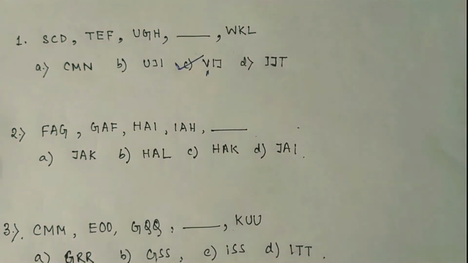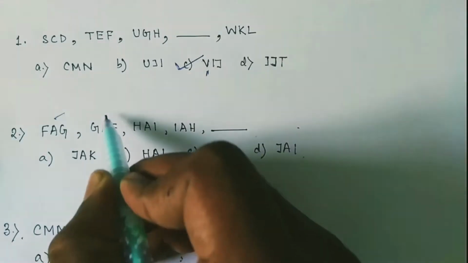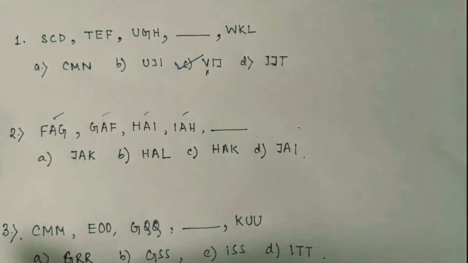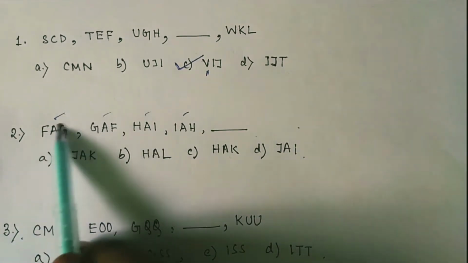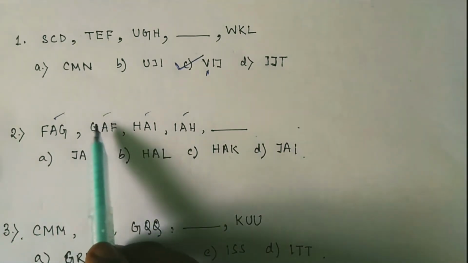In the second question, FAG, GAF, HAI, IAH, then what will be the answer? Here, let us see what kind of patterns are there. So here the middle term is fixed. So in this answer also the middle term will be A only. And after that, let us see FG, GF. So two alphabets are being taken, F and G, and they are getting reversed in the next form, GF.